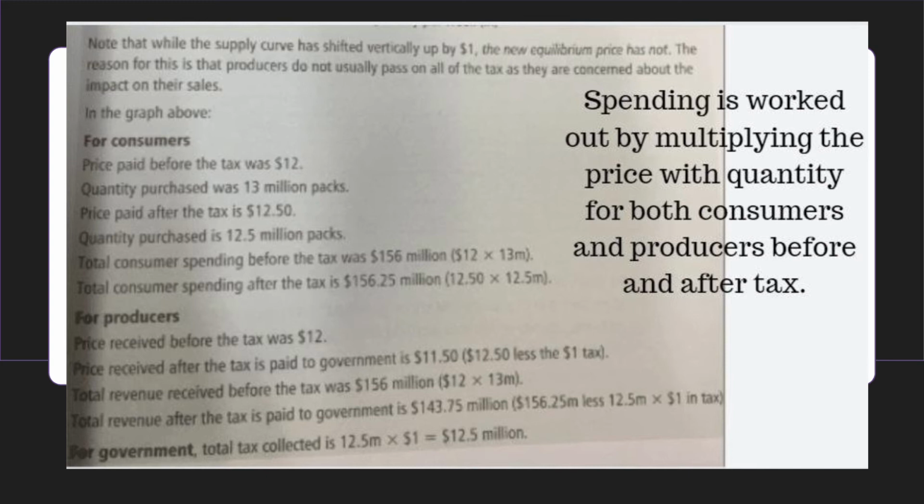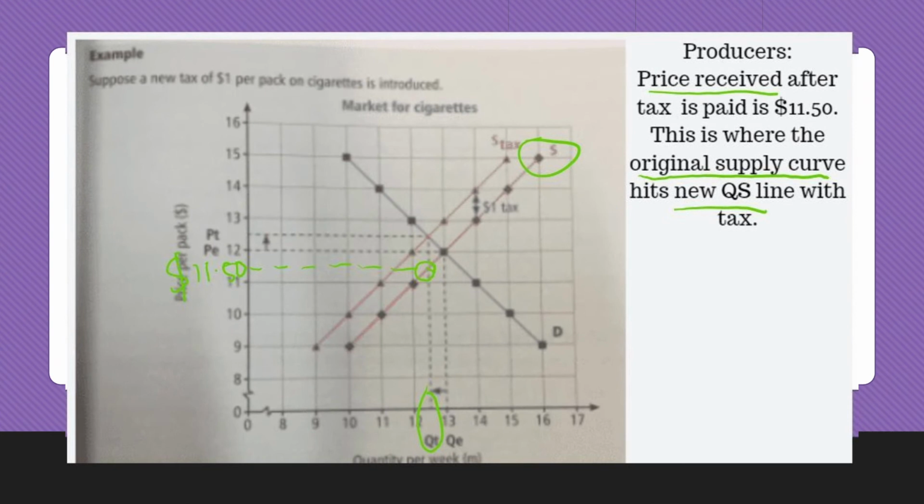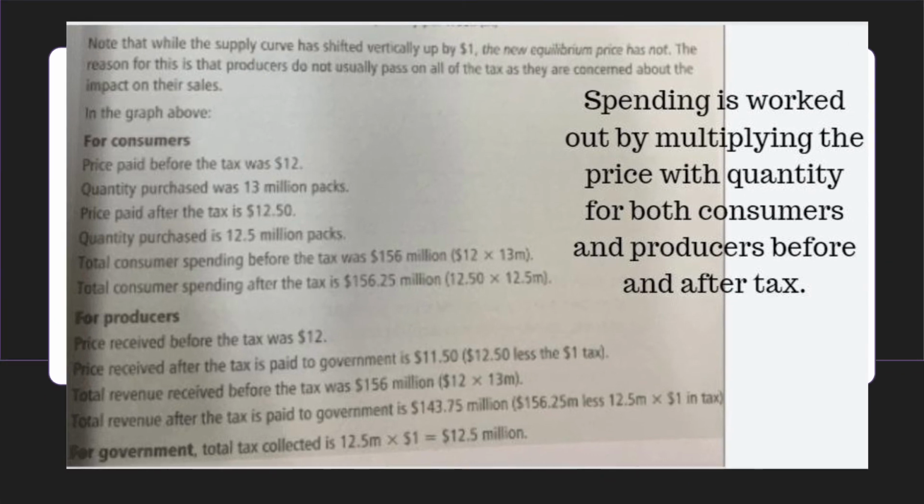For the government, total tax collected. So how this is figured out, 12.5 is the quantity that has been sold. Okay, so if we go back to our graph, along the x-axis there, we can see that the new quantity is 12.5 million. All right, and then the government have collected 12.5 times $1. So they're taking $1 from everyone. So their total revenue is 12.5 million.